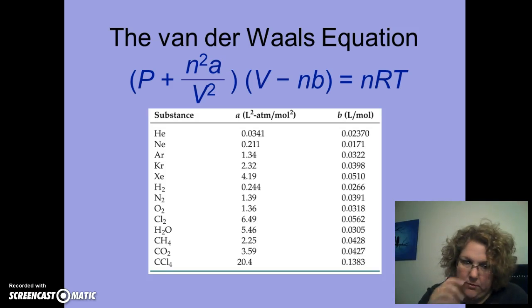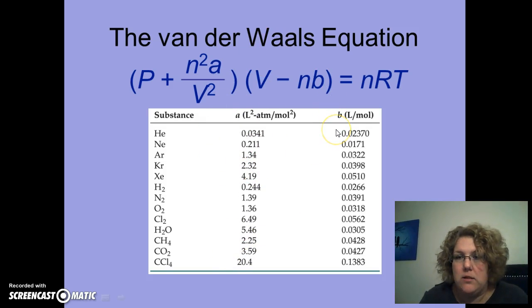And if they're attracting each other, that's slowing them down, and they're not hitting the walls of the container as often, and so that's going to lower the pressure. So helium, because there's only 2 electrons there, can't really do a whole lot of that kind of attraction. Whereas the larger molecules like chlorine and carbon dioxide, and of course carbon tetrachloride, have a lot of electrons that can shift to one side, so they have a larger value for A.